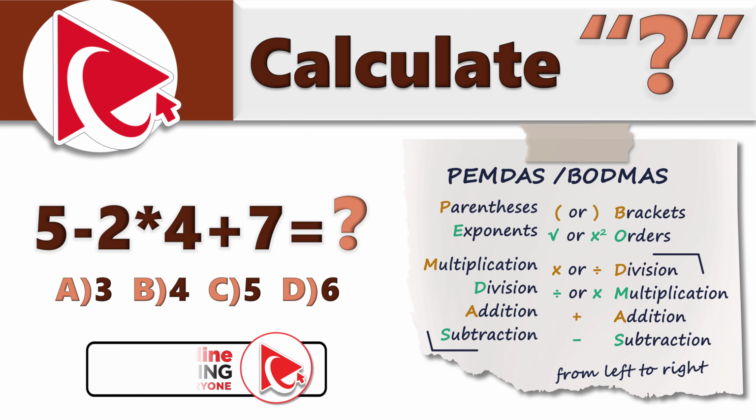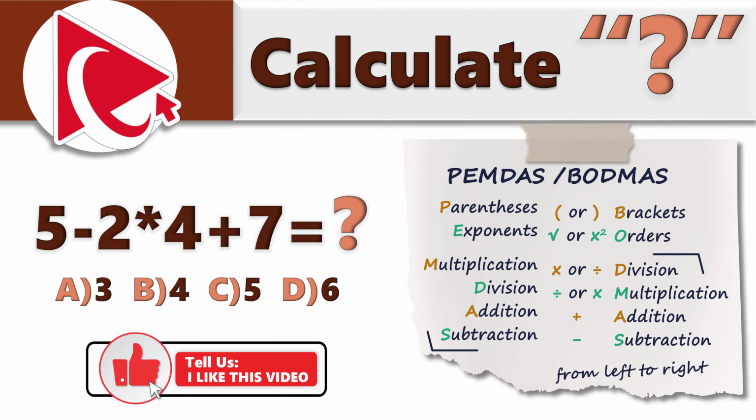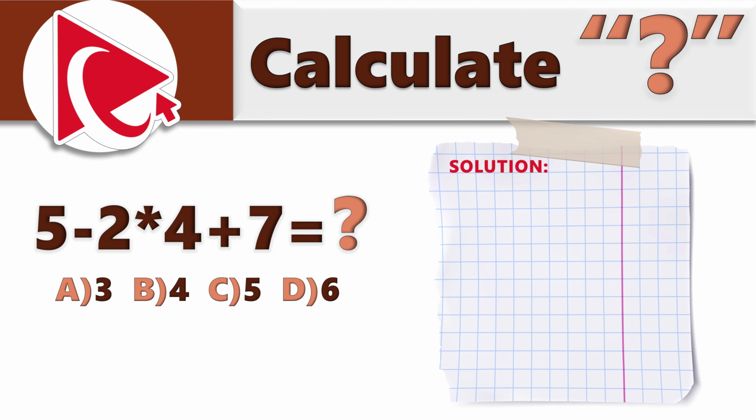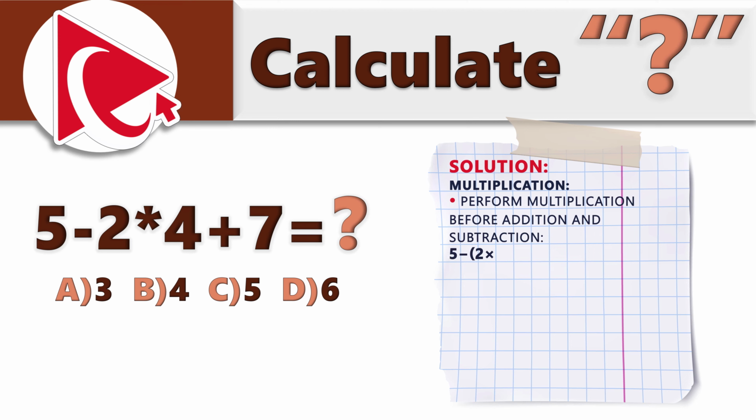The key to solve this challenge is to determine the order of operations. You might have heard the term PEMDAS, which stands for parentheses, brackets, exponents, orders, multiplications, divisions, addition and subtraction, which is also known as BODMAS, and represents the correct way to perform calculations. Let's apply this order to this expression. We first need to do multiplication. 2 multiplied by 4 equals 8. So the updated expression will be 5 minus 8 plus 7.